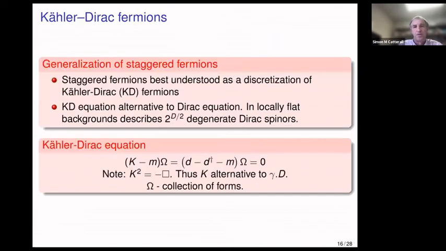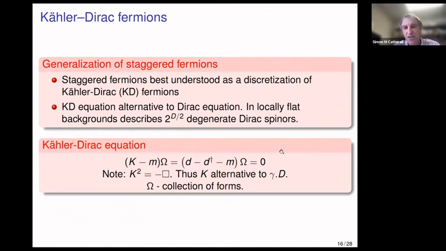All right, so let me just give you a very quick introduction to Kähler-Dirac fermions. So staggered fermions that we're familiar with are best understood as a discretization of Kähler-Dirac. The Kähler-Dirac equation is just an alternative to the Dirac equation. In locally flat backgrounds, it just describes 2 to the d over 2 degenerate Dirac spinors. The Kähler-Dirac equation just looks like this. It involves the exterior derivative and its adjoint acting on a collection of forms, p-forms, so antisymmetric tensors.